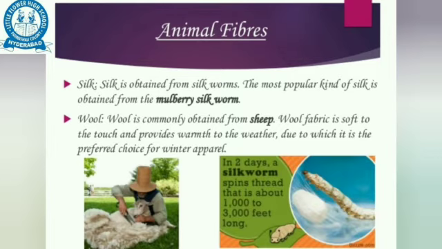Next, animal fibers. Silk. Silk is obtained from silkworms. The most popular kind of silk is obtained from the mulberry silkworm. Wool is another type of animal fiber. Wool is commonly obtained from sheep. Wool fabric is soft to touch and provides warmth in cold weather, due to which it is the preferred choice for winter apparel.